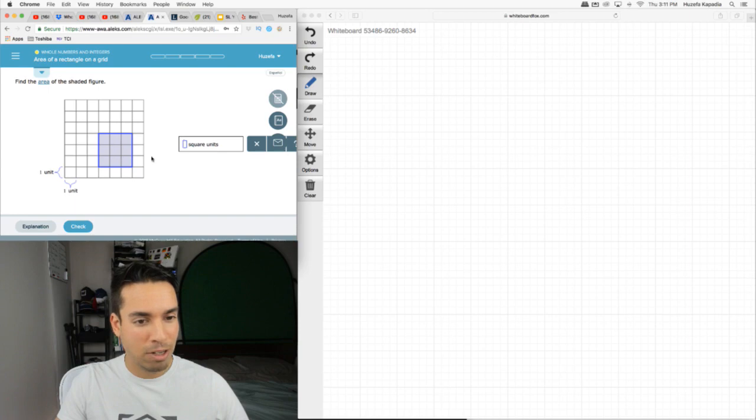Find the area of the shaded figure. Now we're talking about area. What is area? It's represented in square units. Now look, they put this little graph here, and they're like, this is 1 unit, this is 1 unit.